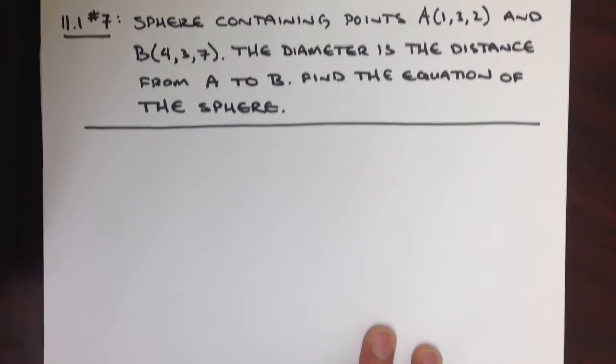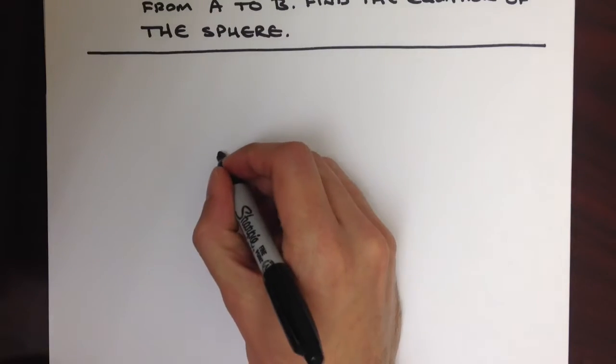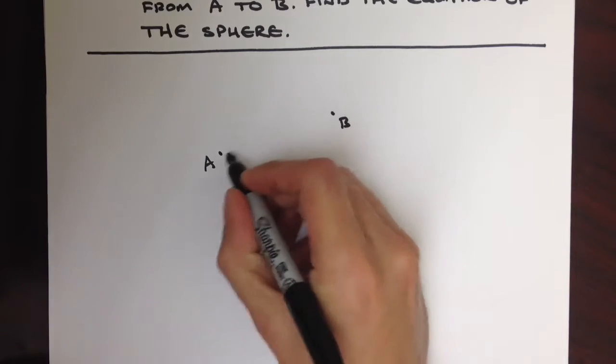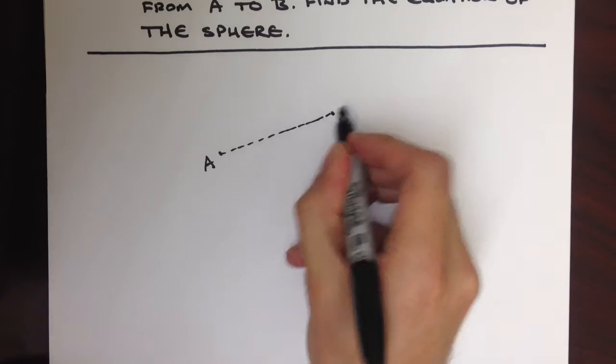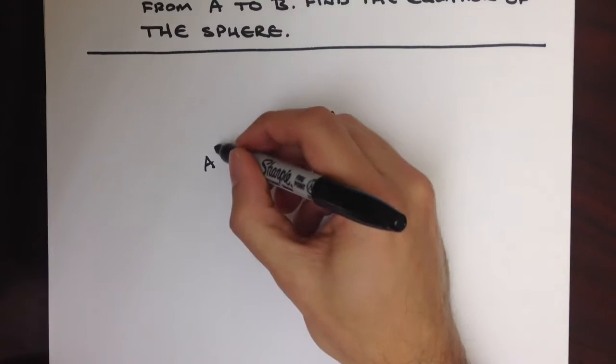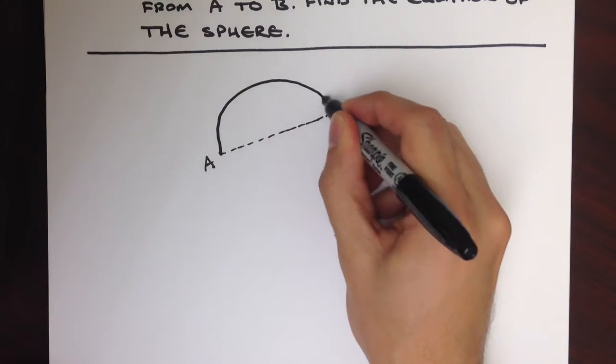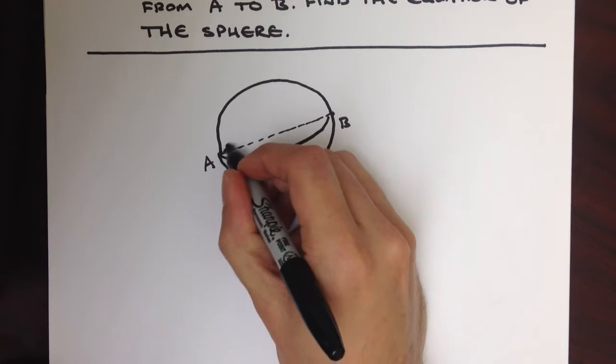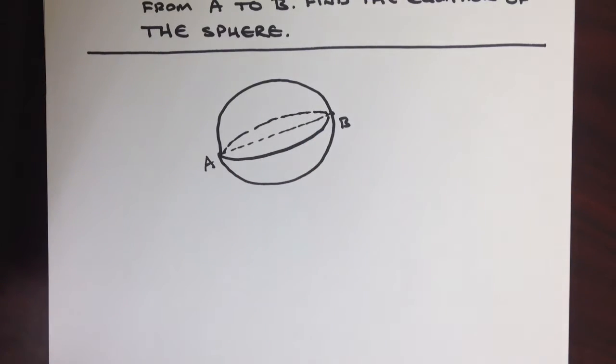Why don't we start with a quick sketch of what's going on. So you've got point A, point B, connect those 2 points, that's the diameter of the sphere. So we've got something that looks like that.